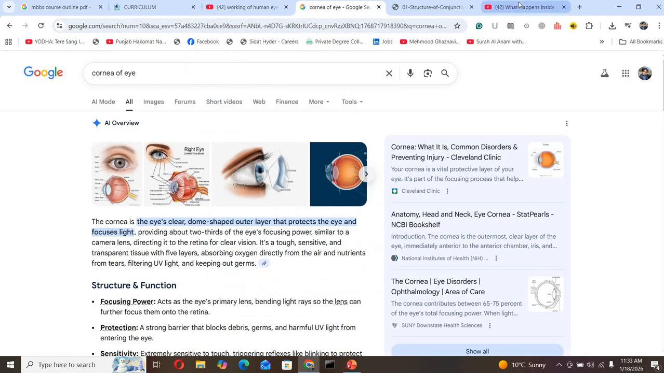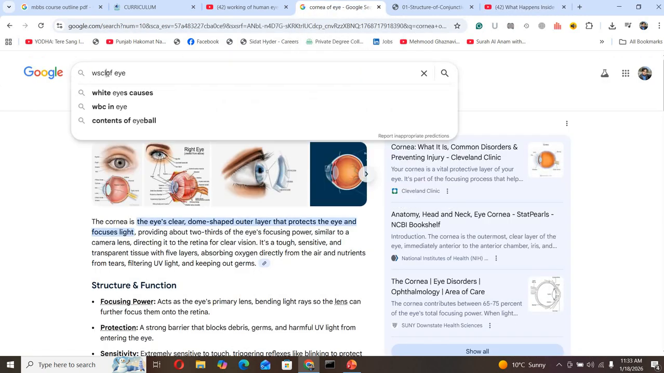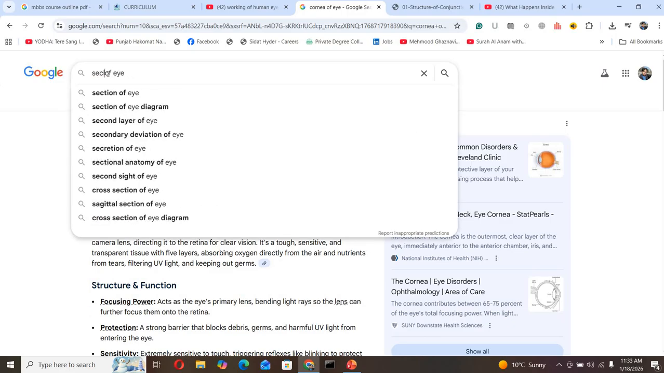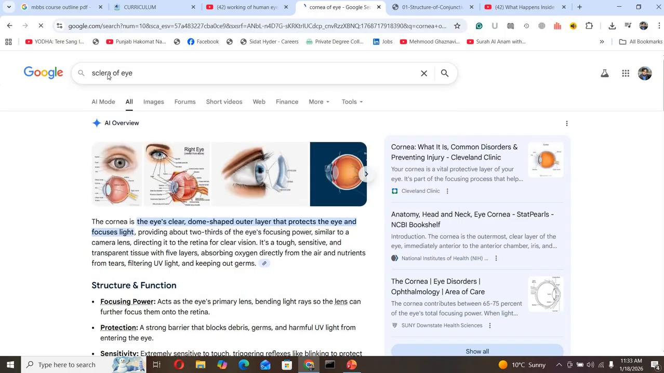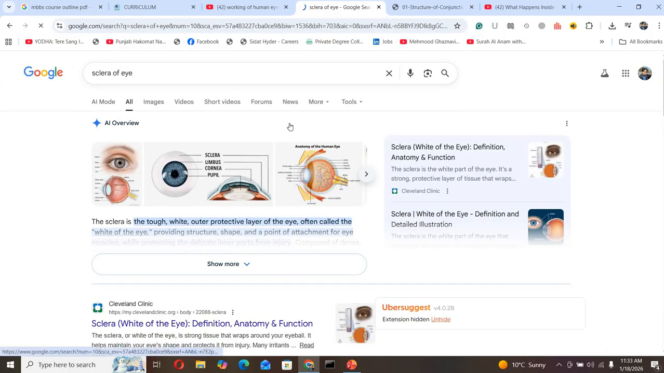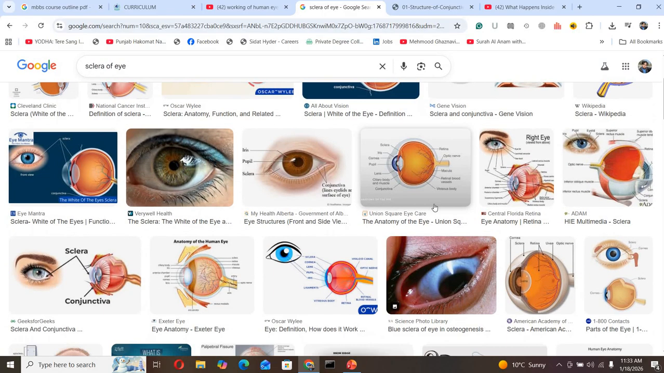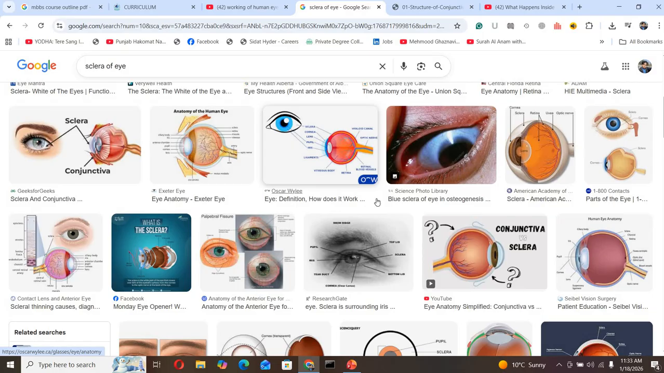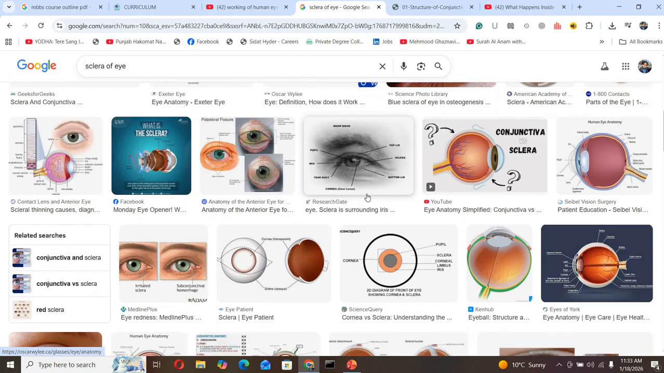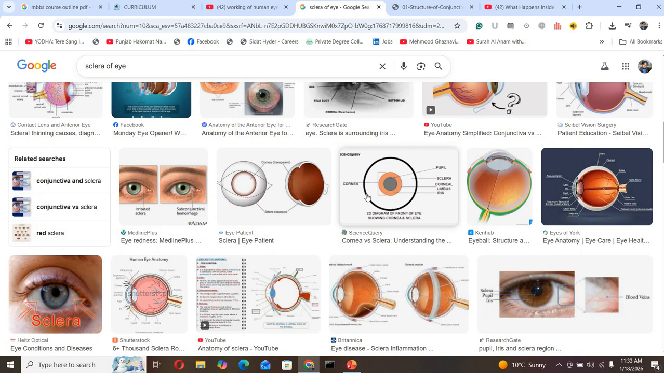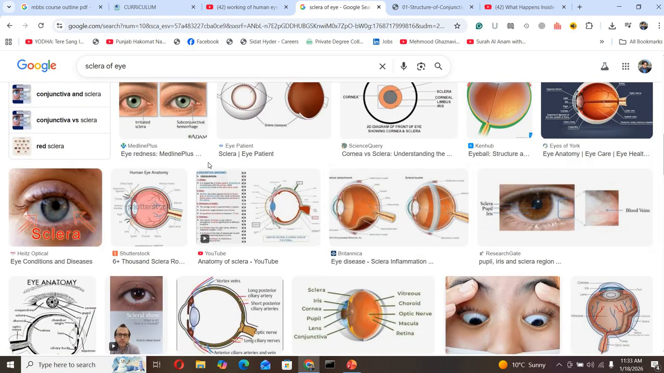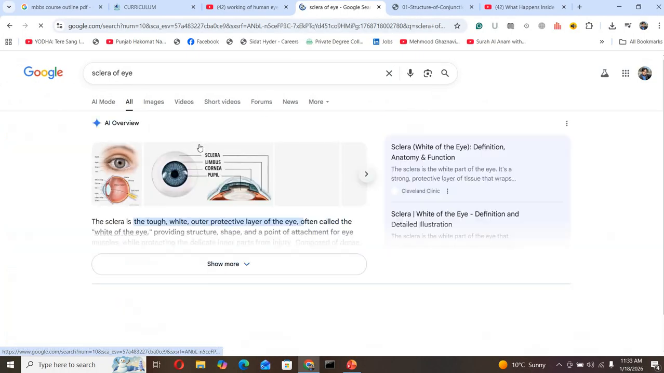Sclera. Let's study the sclera of the eye and then move toward the video to understand the structure of the eye better. S-C-L-E-R-A is sclera. Sclera of the eye. So it is the sclera of the eye. Let's study the definition of the sclera of the eye.